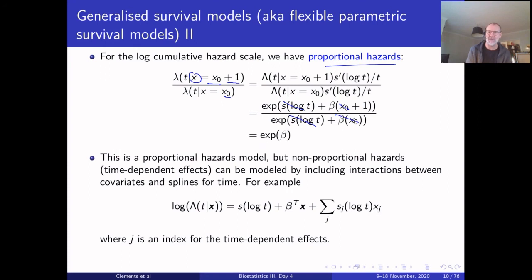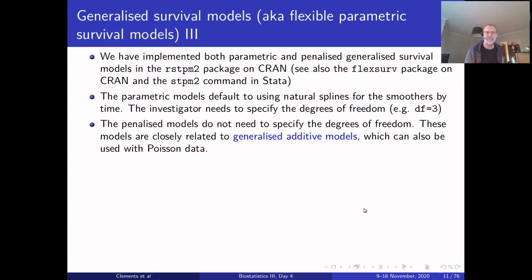What's beautiful about these models is that they extend very easily to non-proportional hazards or time-dependent effects by creating interactions between covariates and splines for time. So the log cumulative hazard is a baseline smoother, like an S0 function, plus the time-fixed effects plus interactions between smoothers for log time and covariates xj, where j is an index for the time-dependent effects, and there could be 1 or 2 or 3 of these. There's not normally many of them.